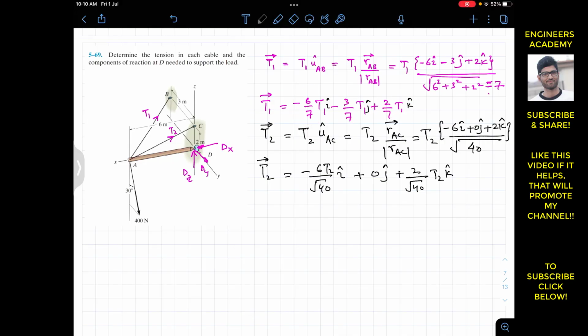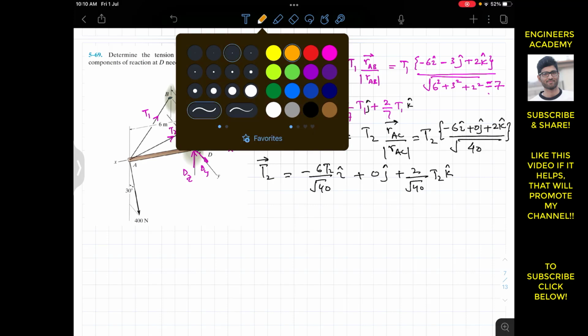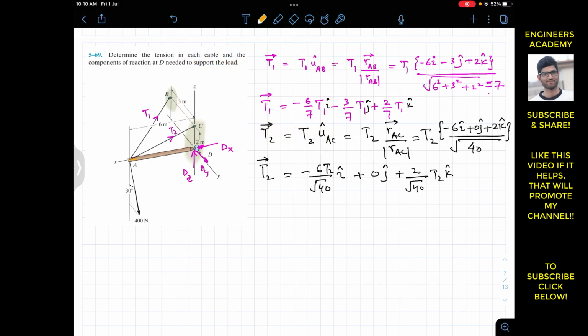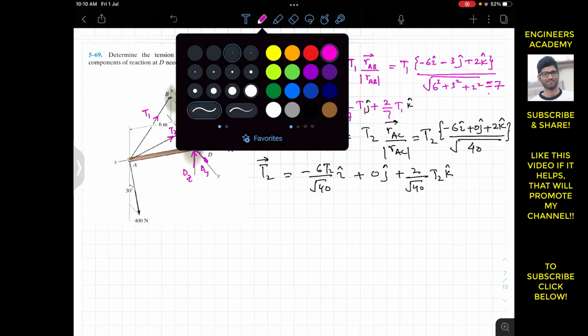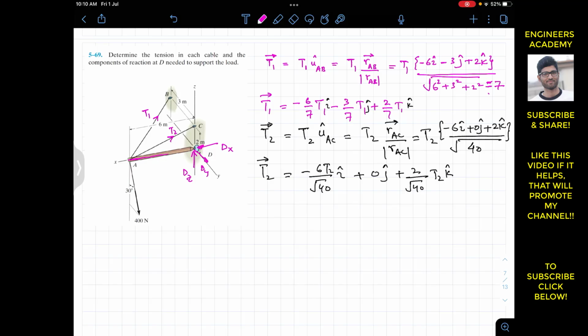So now let's represent those components of T2 and T1. T2 will have one component which is going to act in this direction. Let me represent it in some other color. This will be T2x.